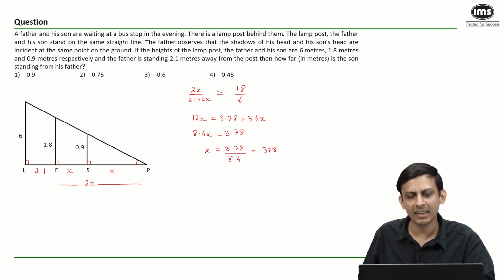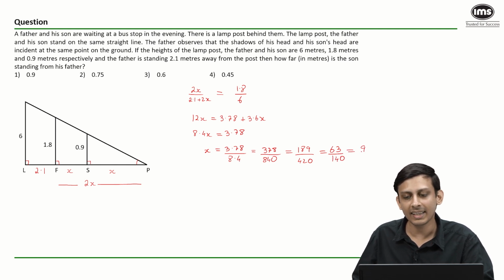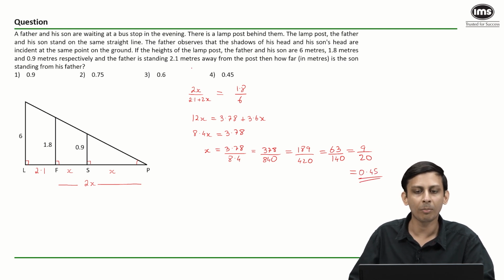So that will be 378 by 840. Okay, now we'll have to simplify, calculate this. So if we cancel off with 2, we get 189 by 420. Now we can cancel off with 3. So we will get 63 by 140. We can cancel off with 7. So we will get 9 divided by 20. And 9 by 20 we can easily calculate. So 9 by 20 multiply and divide by 5. So we'll get 45 by 100, which will be 0.45. Option 4.